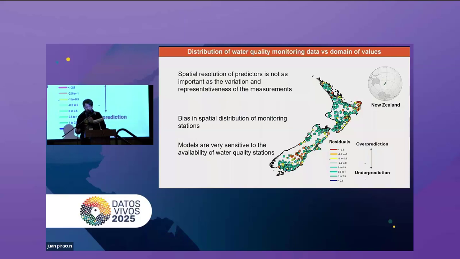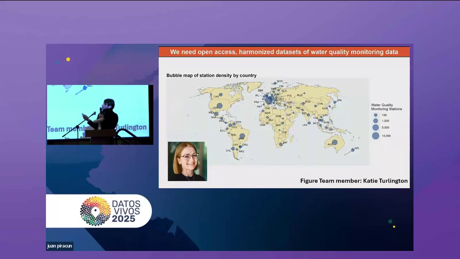So what we are finding is that the spatial resolution of the predictors is not as important as the actual data that we use to calibrate these models. So what we are doing now is generating this open access harmonized data set where we are trying to get all water quality monitoring stations for different regions of the world. This is part of work that one of my students is doing.